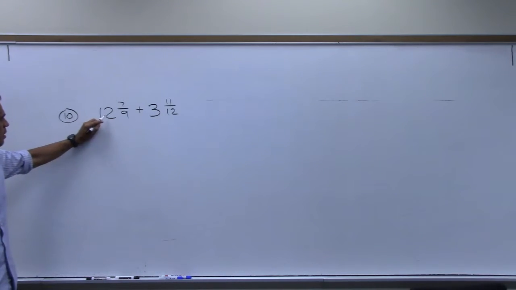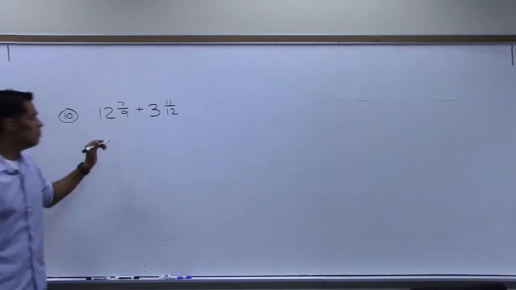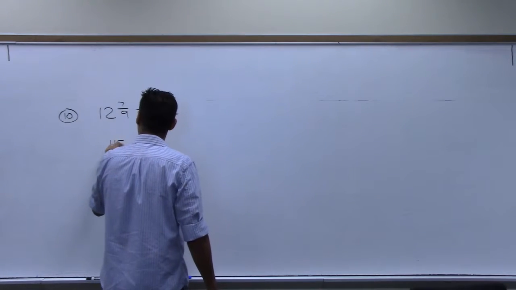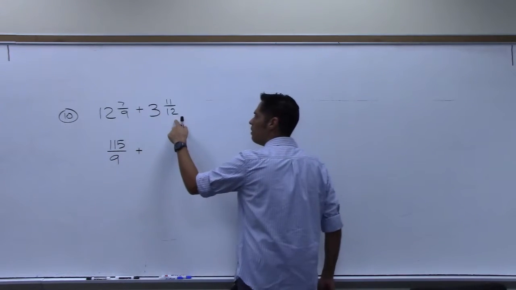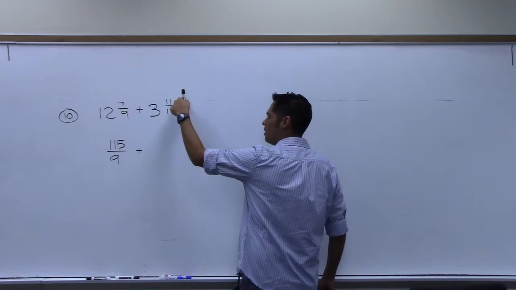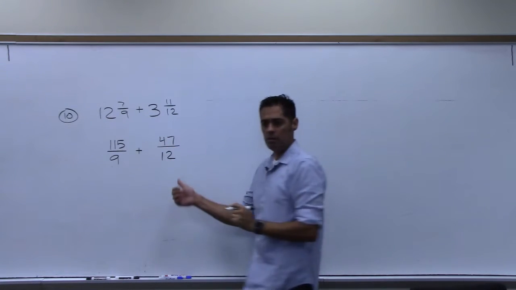So I'm going to go 12 times 9 plus 7. So what is it? 115 over what? 9. And then over here plus 3 times 12. 47. Then plus this is 47 over 12. Are we good up to this point?